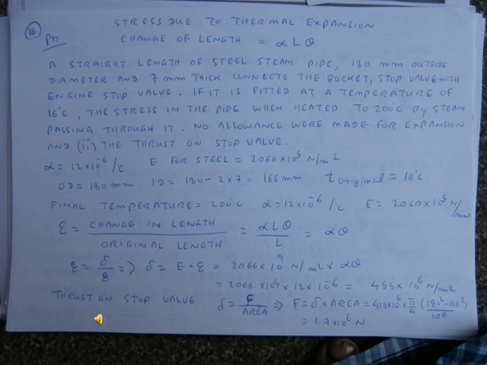Alpha is 12 multiplied by 10 power minus 6 per degree centigrade, and E is 2068 multiplied by 10 power 5. Outside diameter is 180 millimeter, inside diameter 180 minus 2 multiplied by 7, 166 millimeters. The original temperature is 16 degrees centigrade and the final temperature is 200 degrees centigrade.